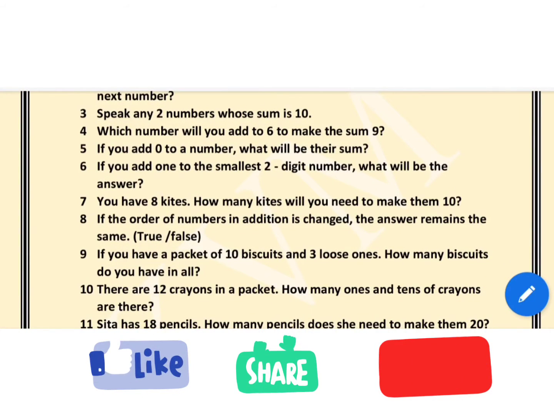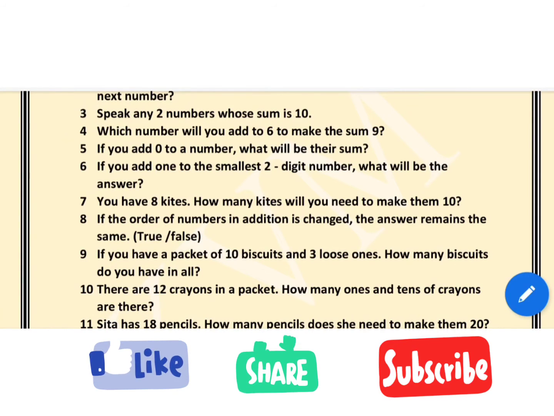So now the next question. If you add 1 to the smallest two-digit number, what will be the answer? Now, first you have to know what is the smallest two-digit number. The smallest two-digit number is 10. And if you add 1 to the smallest two-digit number, that is 10, you will get 11. So the answer is 11. The sum is 11. Understood?